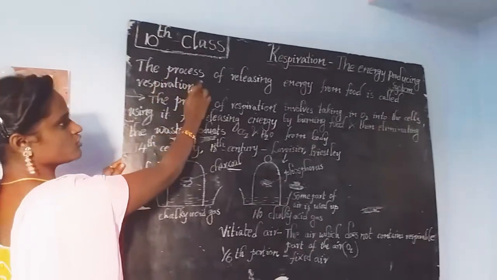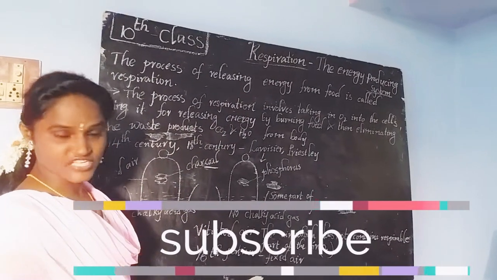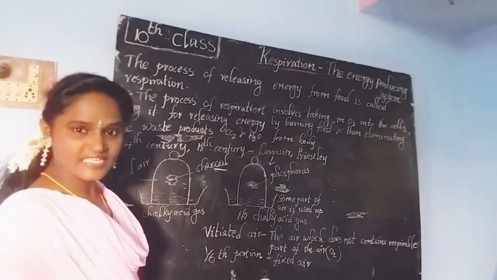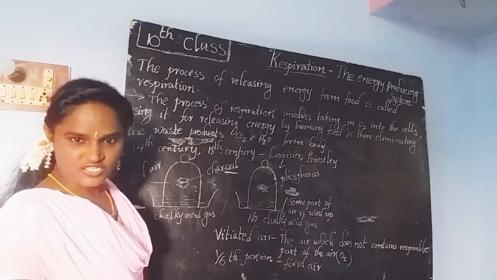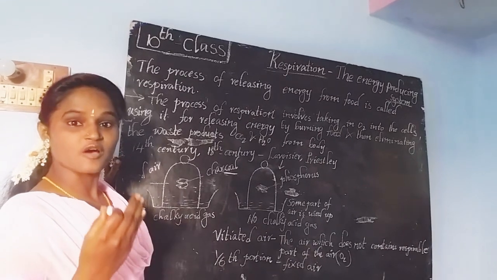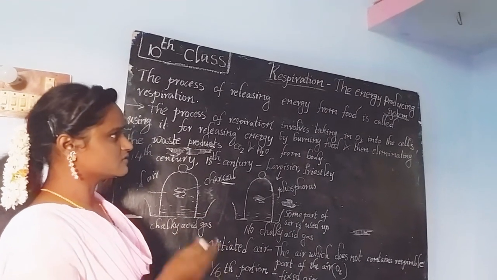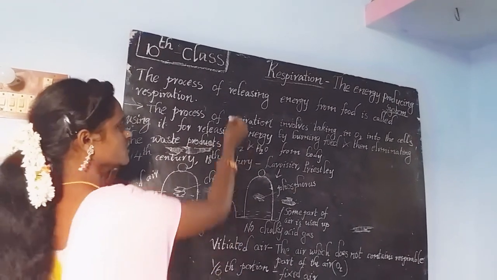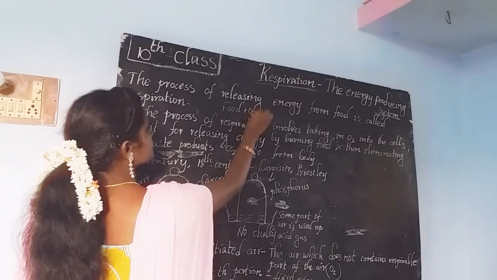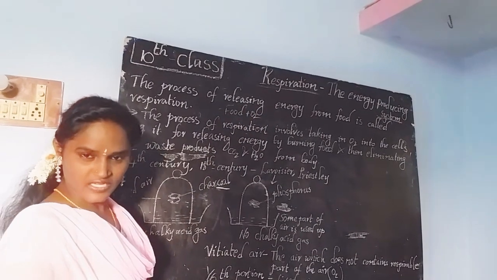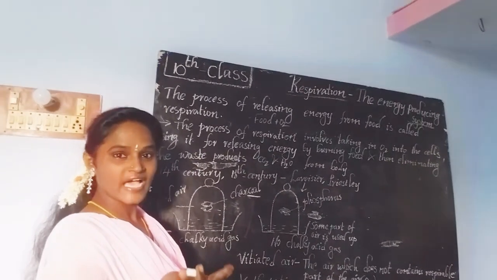See here, children, the process of releasing energy from food, where we are getting energy from the food, is called respiration. The process of releasing energy from food is called respiration. Then what is the relation between the energy and respiration? Whenever oxygen adds to the food, it releases energy. Oxygen burns the food and it releases energy.